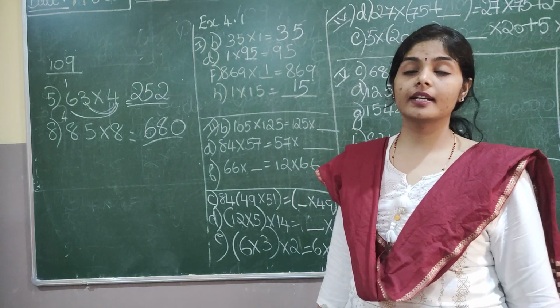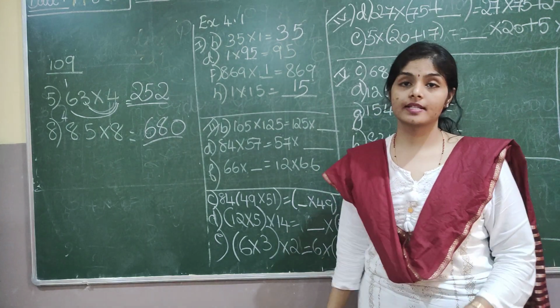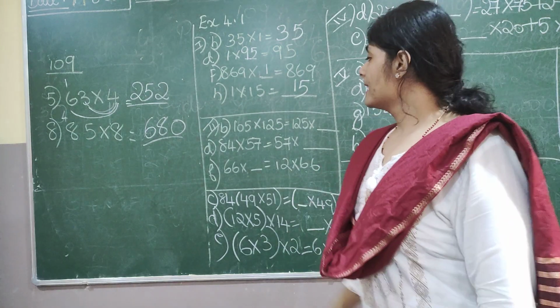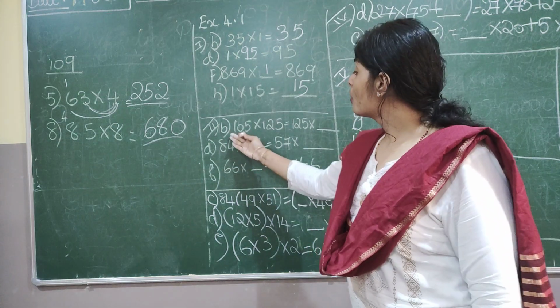Okay, I have worked it out. Please work out the rest of the sums. Understood? The next one, second main, B.